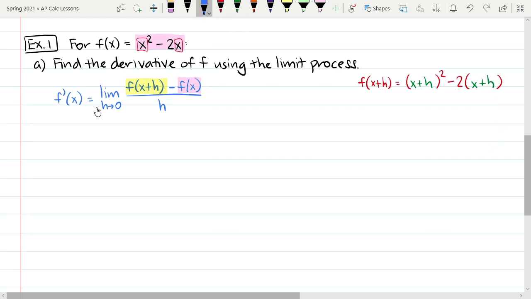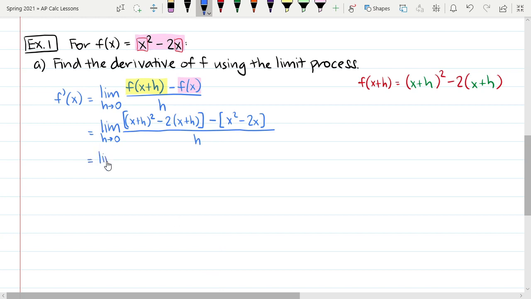Okay, so that means this limit now becomes the limit as h approaches 0 of x plus h squared minus 2 times x plus h. So again, all of that was just our f of x plus h minus f of x, which remember is x squared minus 2x, all over h. All right, so now we've got some simplifying to do.